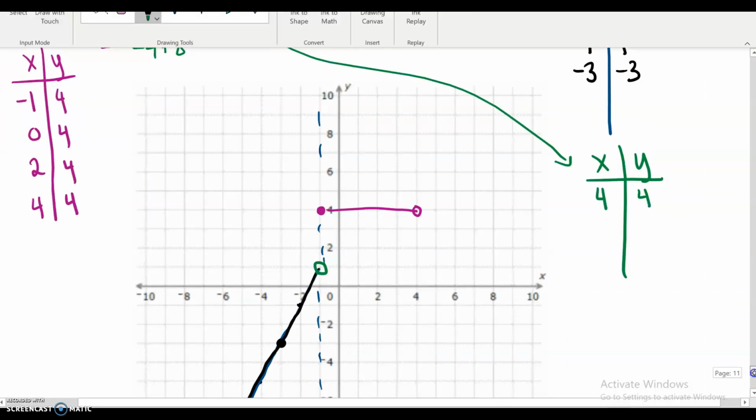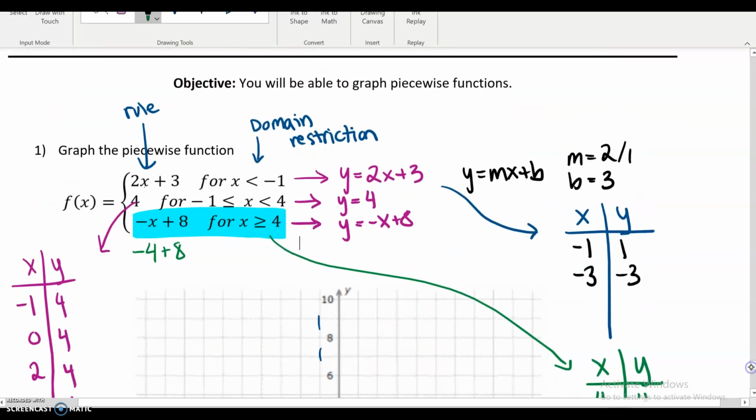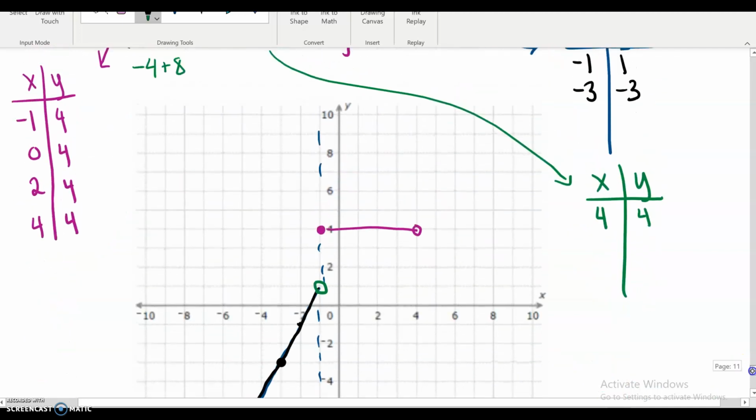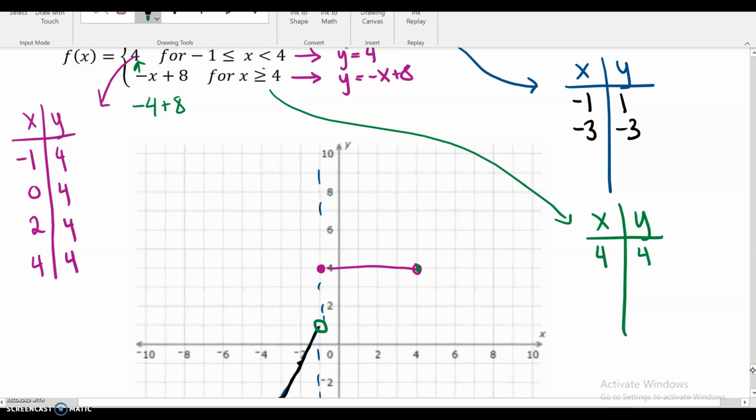Okay, now since the piecewise function is all connected, this piece connects to this piece, I recognize that the 4 was not included on that horizontal line, but the 4 is included on this piece here. So what really happens at that point is the green graph is going to fill in the purple graph. Since they work together, it fills in the fact that that wasn't included. It fills in the open circle.